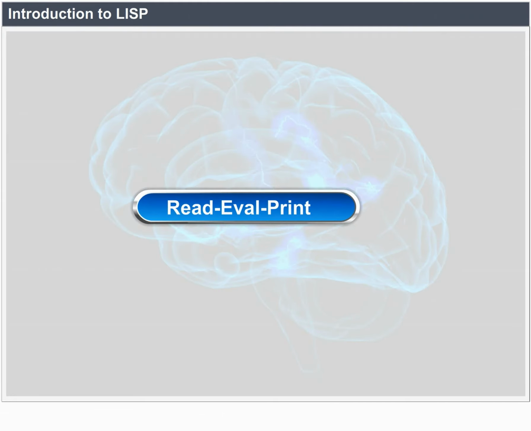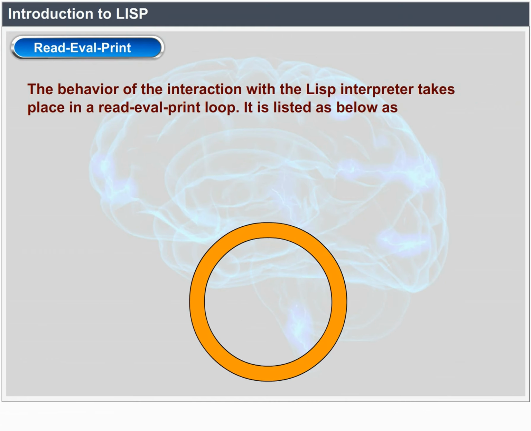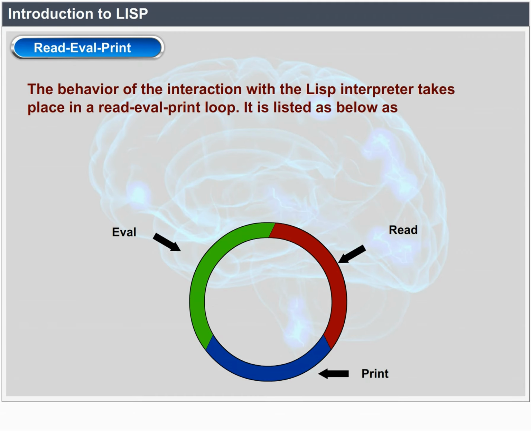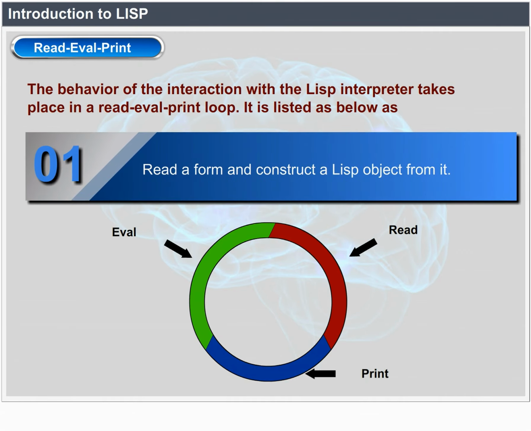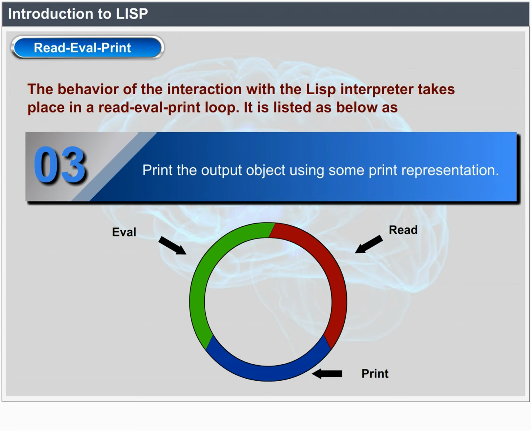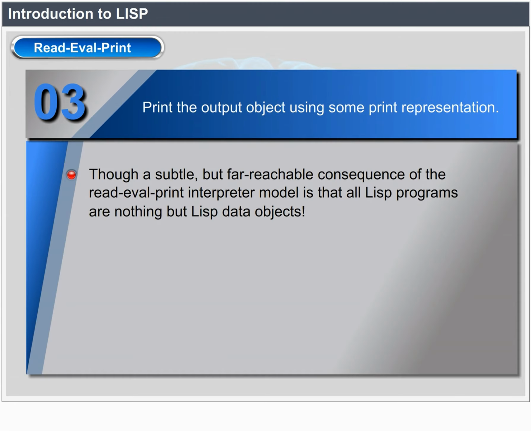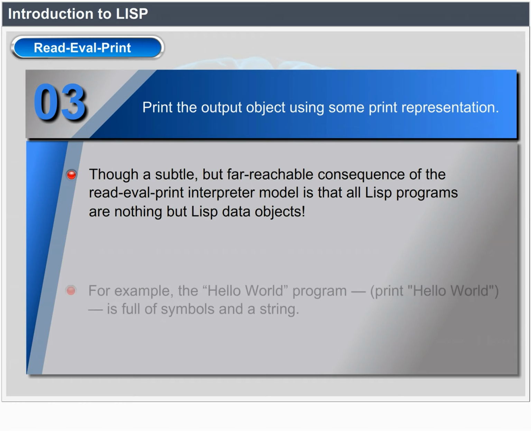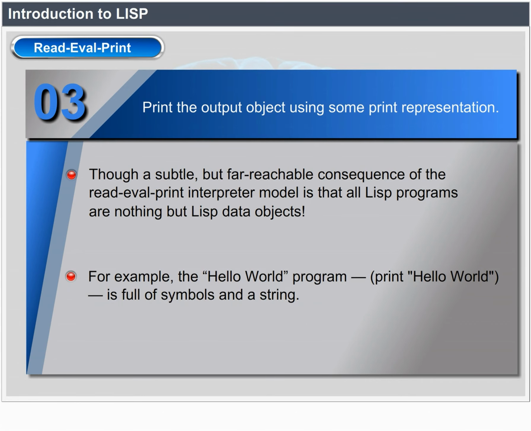Read, eval, print. The behavior of the interaction with the Lisp interpreter takes place in a read, eval, print loop. It is listed as below: read a form and construct a Lisp object from it. Evaluate the input object to produce an output object. Print the output object using some print representation. A subtle but far-reaching consequence of the read, eval, print interpreter model is that all Lisp programs are nothing but Lisp data objects. For example, the Hello World program, print Hello World, is full of symbols and a string.